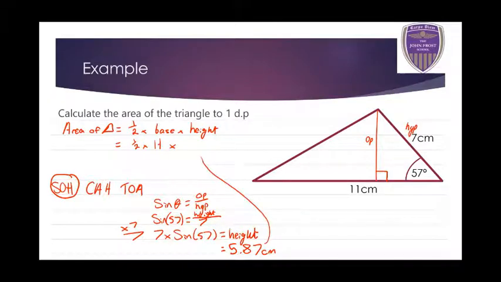So now let's put this back in our original equation. So our height is 5.87. And if you type that into a calculator and you press equals, you would get 32.3 centimeters squared. Okay, so that is how you find the area of a triangle that isn't a right angle triangle. So you have to make a right angle within the triangle, use SOHCAHTOA, use some trigonometry to find out the height, and then you substitute that height into our original area of a triangle formula.